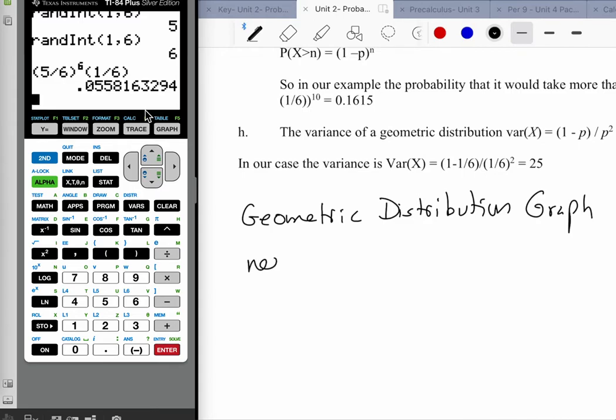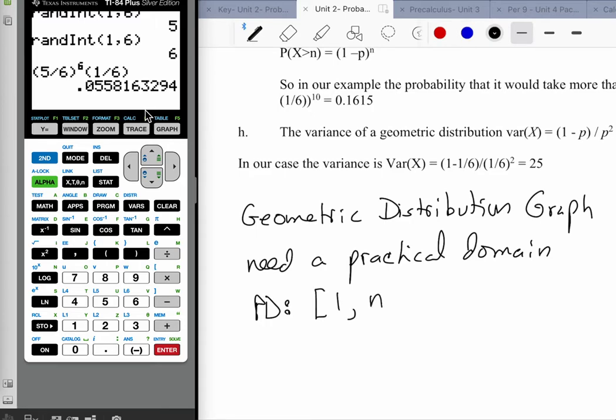we need a practical domain. All right, so the practical domain would have to go from 1, the minimum number of trials that you could have, to some number n, but you have to actually decide on what that number is. Otherwise the calculator is going to break.